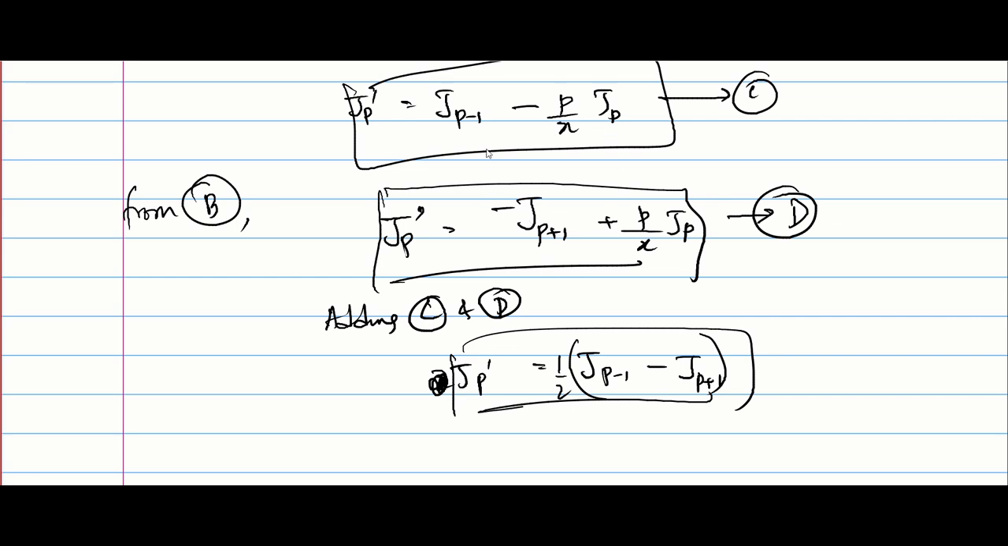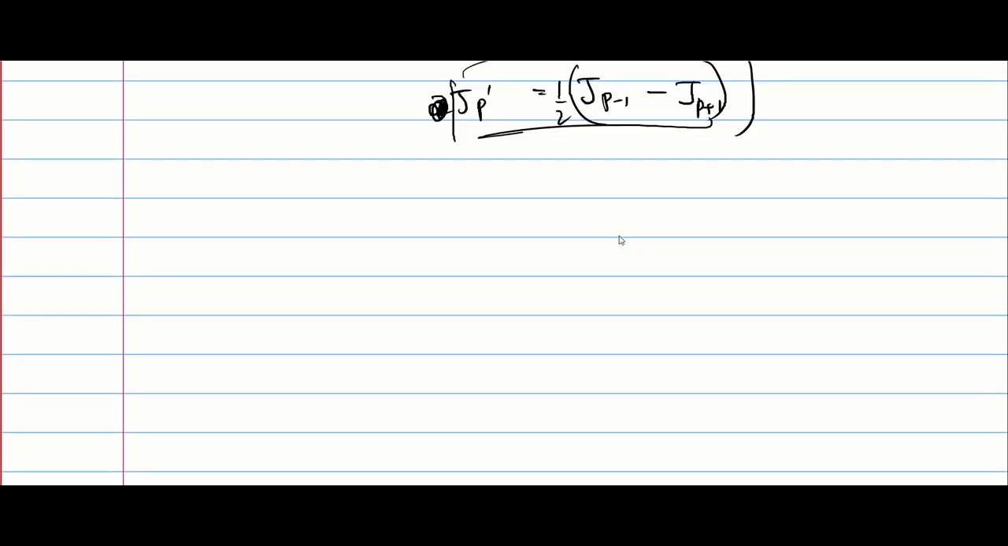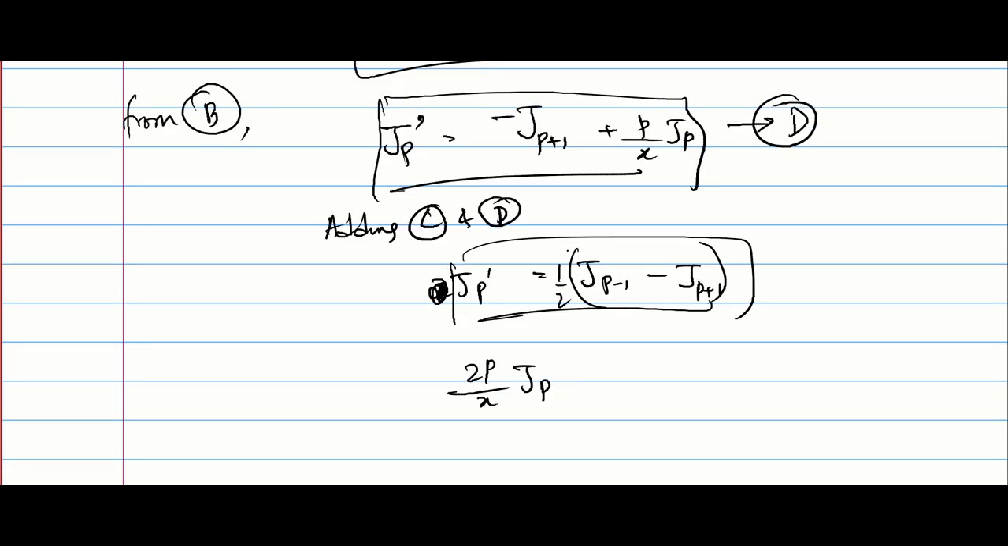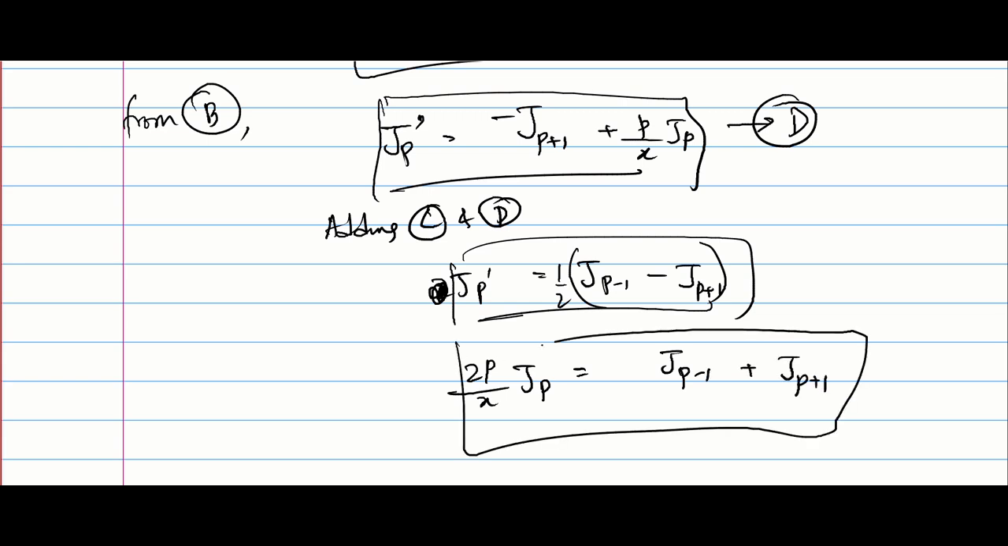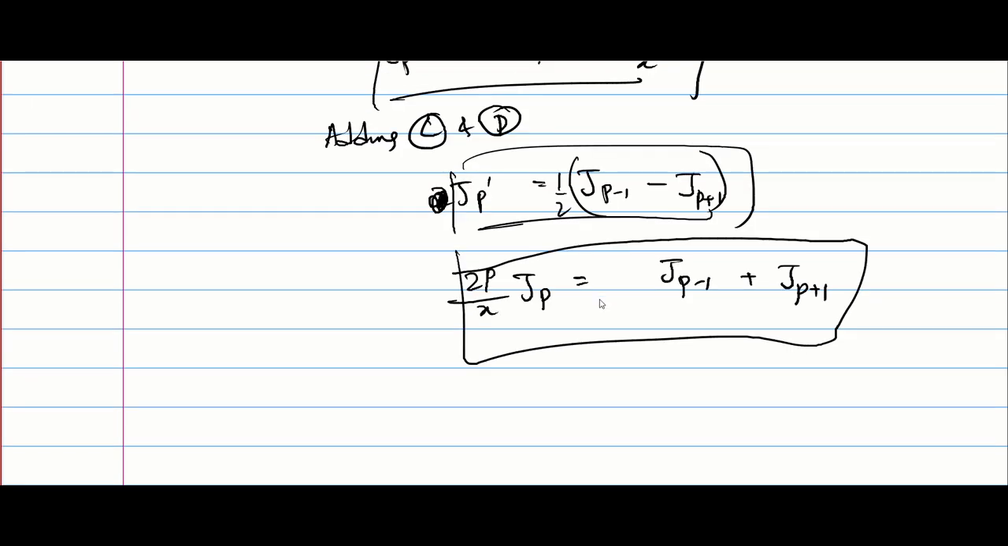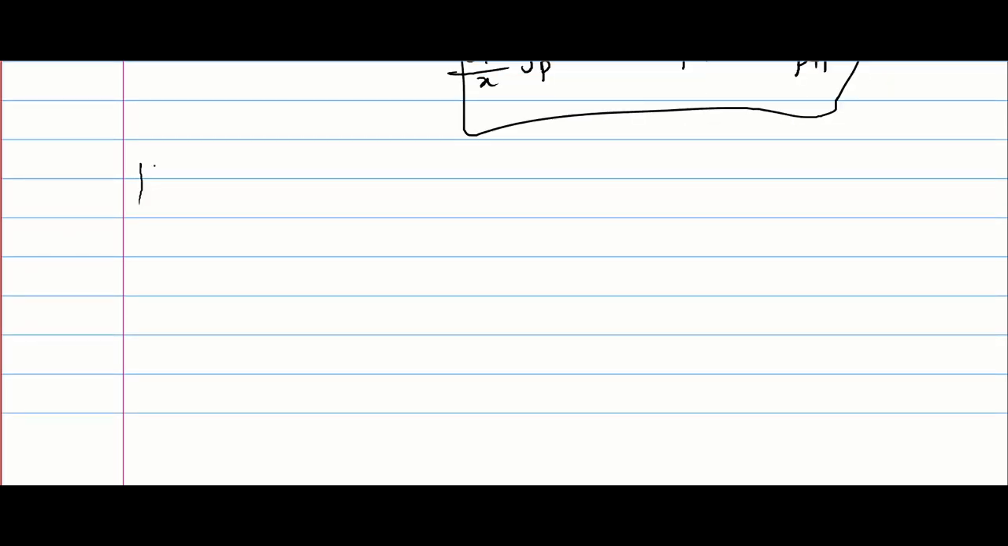Now if we compare these two equations, if we subtract these two equations, what we will get is that 2p/x Jp is equal to J_{p-1} + J_{p+1}.